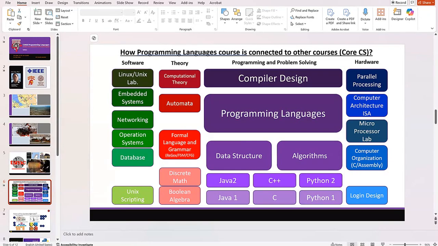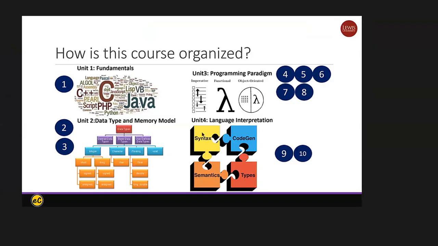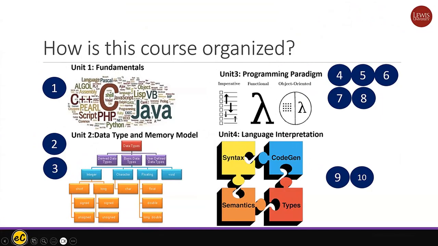Now let's look at the topics that we are going to cover and how this course has been organized. In Unit 1, we talk about fundamentals: what is a programming language, what is a compiler, those kinds of things. In Unit 2, we talk about data types and memory model, since each language has a memory model. Then we'll talk about programming paradigms: imperative programming, functional programming, and object-oriented programming. These are in chapters 4, 5, 6, 7, 8.